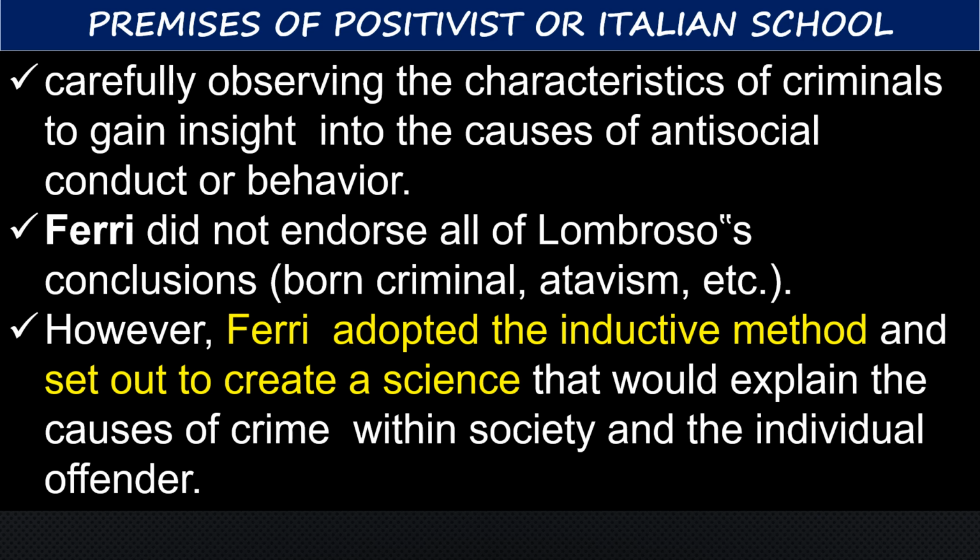So Ferri instead adopted the inductive method, meaning there should be a gathering of information. We gather information on the subject matter, then we collate, then we come up with a theory. So that's science. First, you gather information, you conduct research, and then collect everything before you have your theory of crime causation. So he set out to create a science that would explain the causes of crime. So positivism involves scientific understanding of crime causation.